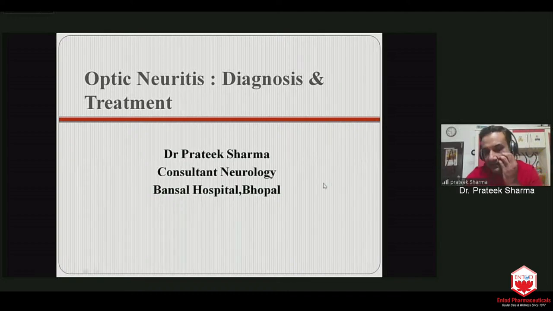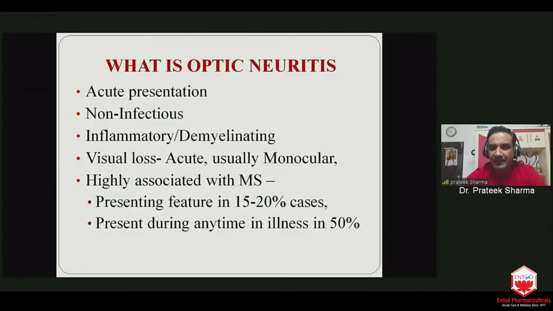So start with the optic neuritis diagnosis and treatment and perspective of neurologist. There will be some repetition, so we will go fast if something looking like that is repeating. So what is optic neuritis? It's an acute illness. We have to keep this in mind. The moment we are saying optic neuritis, it's an acute thing. It's usually non-infectious. And it's inflammatory and demyelinating illness.